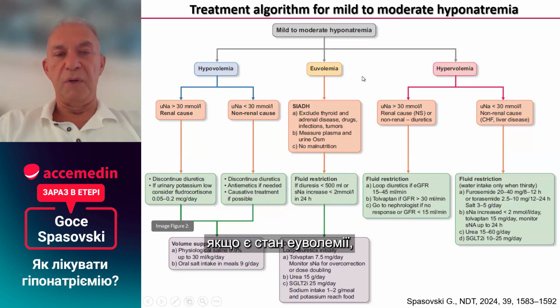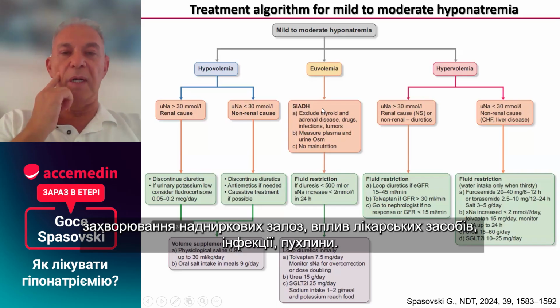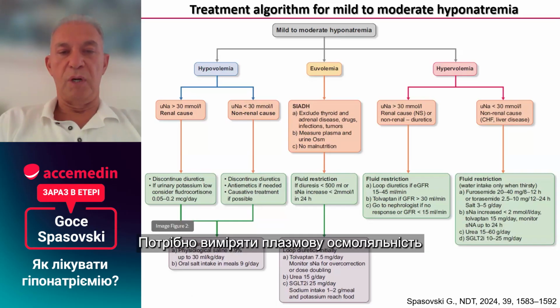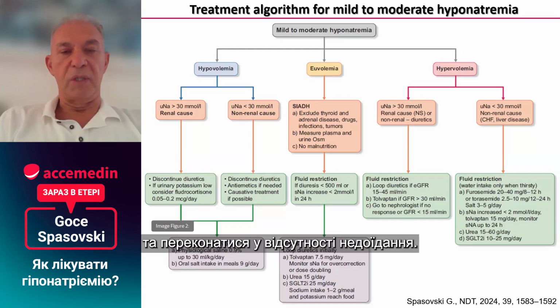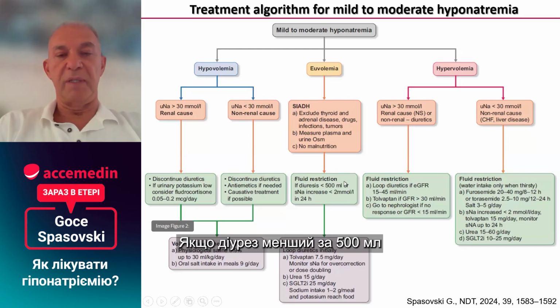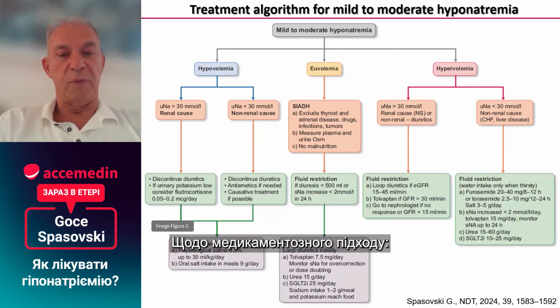If there is a condition of euvolemia, like in SIADH, we should exclude thyroid or adrenal disease, drugs, infection, and tumors. We should measure plasma or urine osmolality, and we should consider that there is no malnutrition. Fluid restriction should be the first implemented strategy. If diuresis is below 500 milliliters, or serum sodium increases by less than 2 millimoles per liter in 24 hours, we should be satisfied.